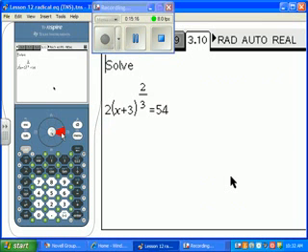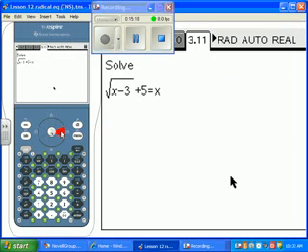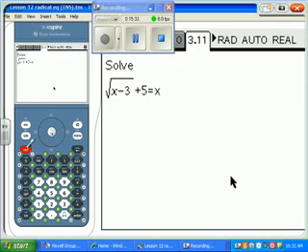Okay, next page. Close, I already did that. Let's go to this one right here. Looks a little different, right? Okay. Are my steps any different? What am I going to do first? Minus 5. So you get square root of x minus 3 equals x minus 5.